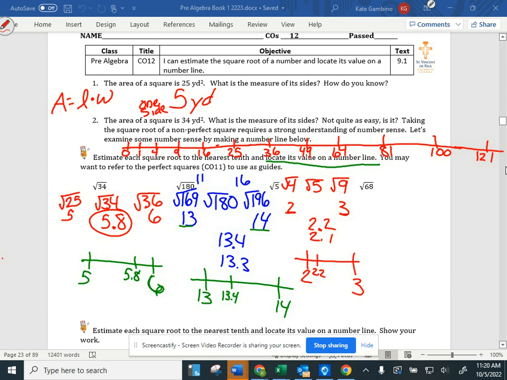I heard somebody whispering, what's the point? Why are we doing this? Is there going to be a time where you need to estimate square roots? Yeah. In real life? Yeah. Maybe you are trying to fence in your yard and you're trying to get an estimate of how much fencing you need, and you might not have perfect squares that you're working with. Okay, there will be times in real life that you will use this, so you need to know how to work it out. Let's look at what the rest of our homework is.